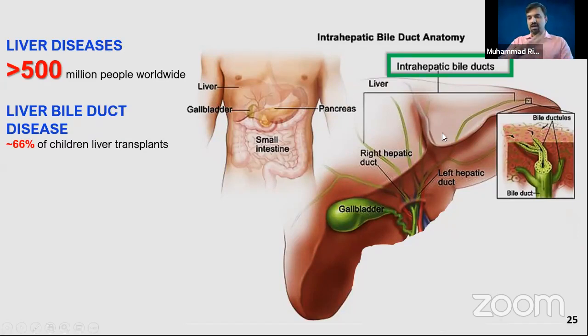So my research was really focused on engineering organoids of these bile ducts, to see how we can get cells from stem cells to regrow these bile ducts in the patients, or make organoids that can be transplanted into the liver so they can regrow these bile duct structures in the liver.